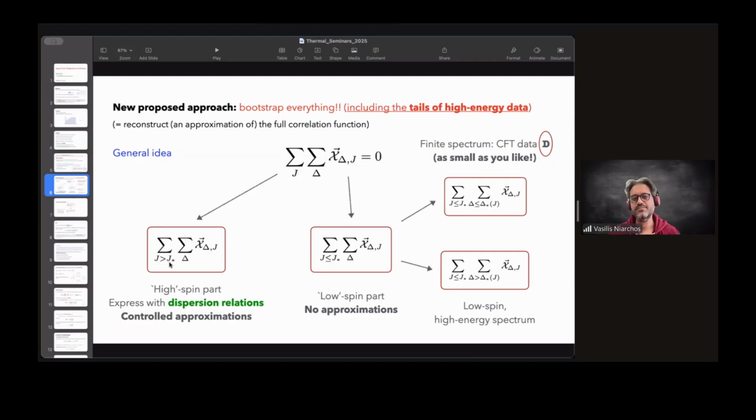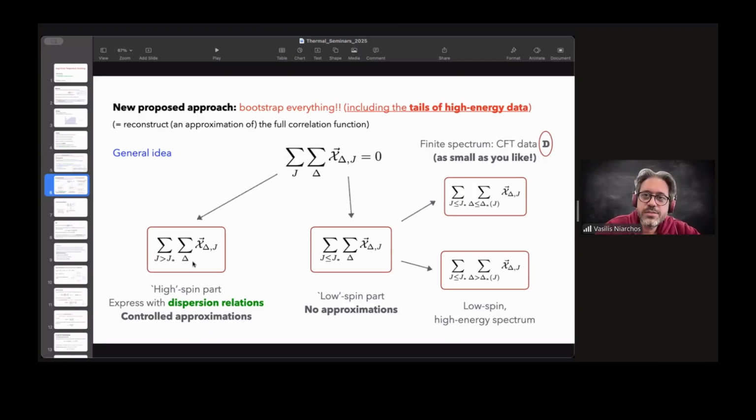So I pick some spin cutoff, I call it J star. I call it high spin part here, but J star is chosen arbitrarily. As you will see later on in the applications, it doesn't have to be small. I don't need to guess where to put it. It's just a choice. And then this high spin part, which also involves arbitrarily high scaling dimensions, is going to be modeled or expressed in terms of dispersion relations.